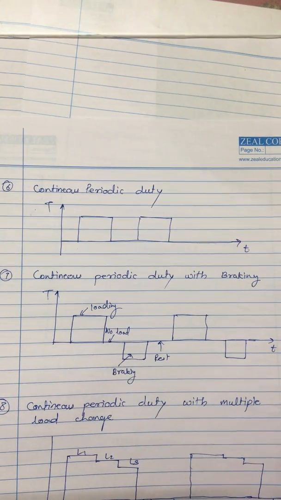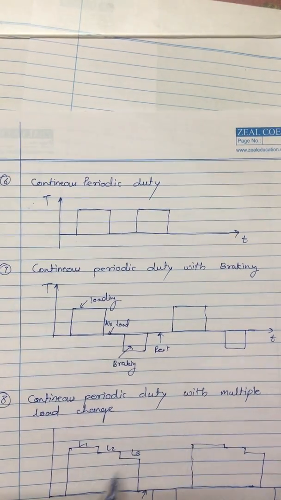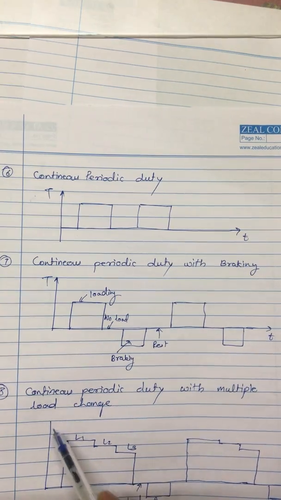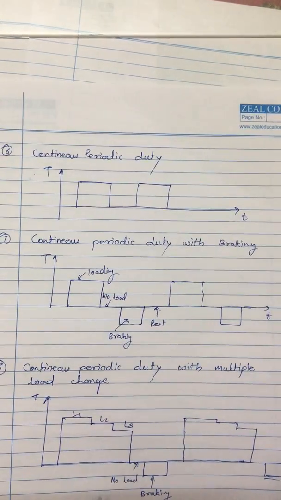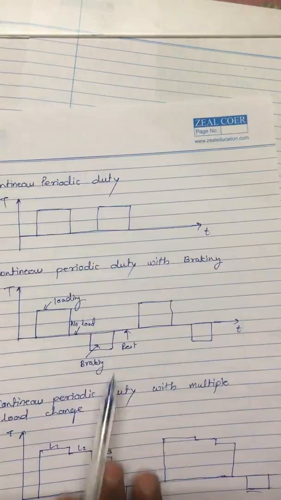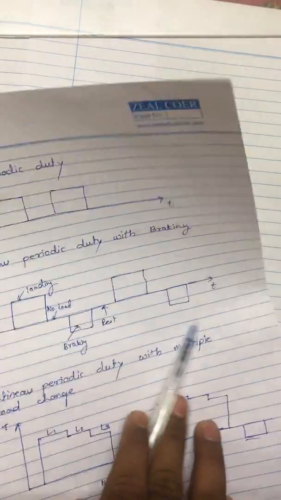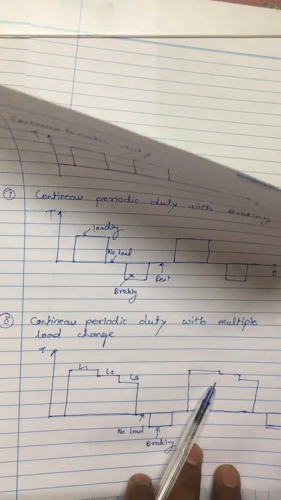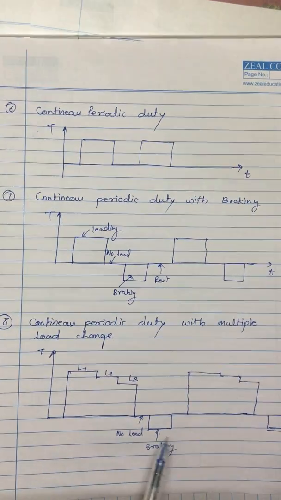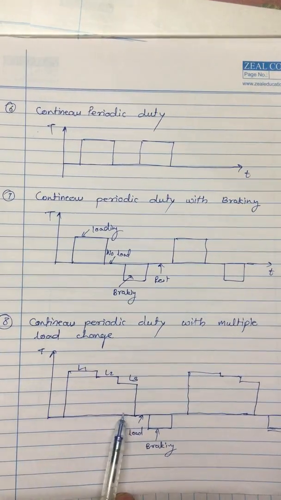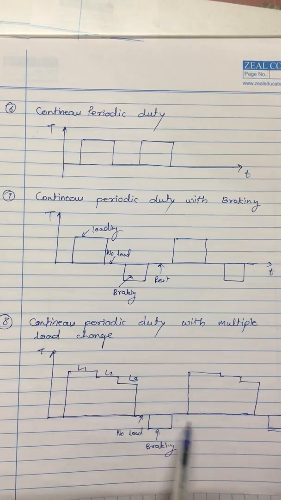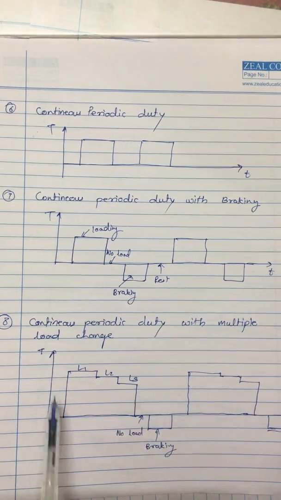And the last one is continuous periodic duty with multiple load torque or load change. In this case, this is the torque versus time characteristic. You can observe here different loaded conditions denoted by L1, L2 and L3. Here is the no load condition and braking, and further it is repeated.